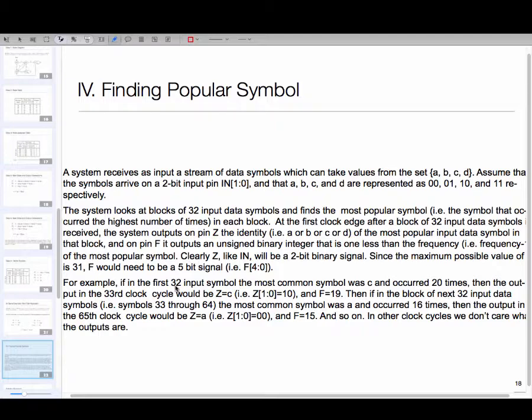Then the other thing is to find the most popular symbol. How would you approach that? What all information do you need to maintain here? Yeah, you just have a counter that keeps track of the number of each letter. Okay, so I could approach it by having a whole bunch of counters, one for each letter, and I increment them, and then I take the max of them and get the identity. Okay, so that's one approach.